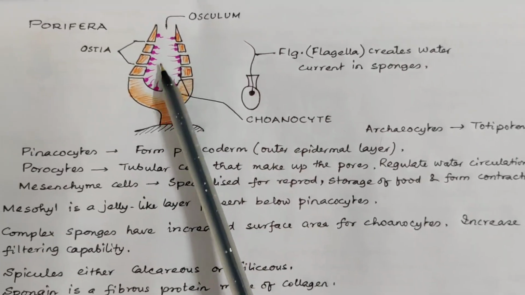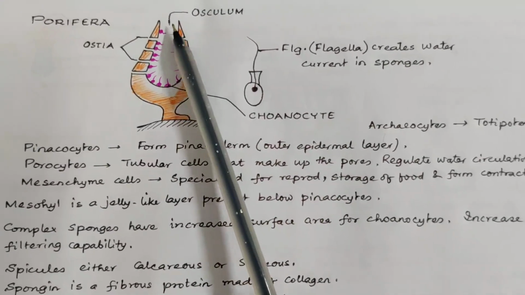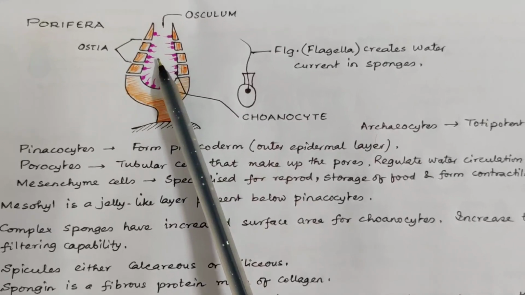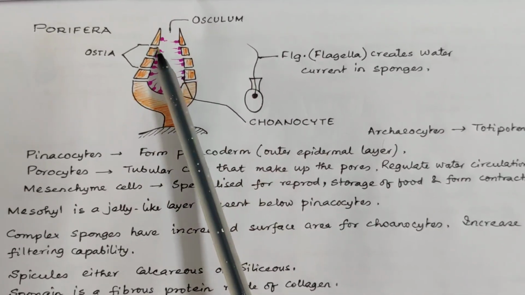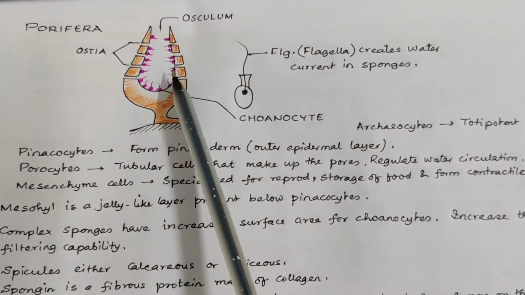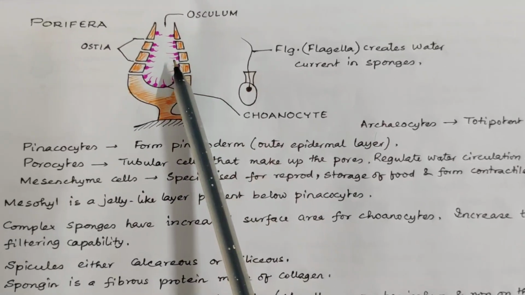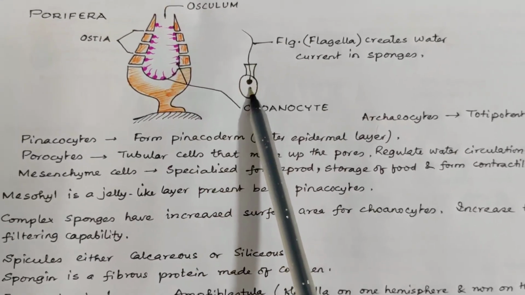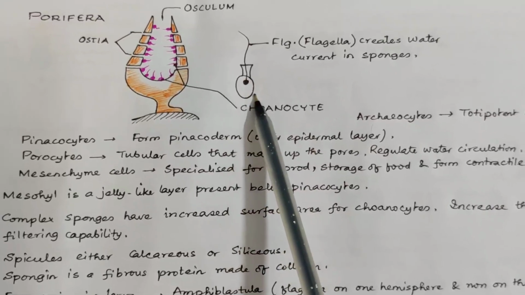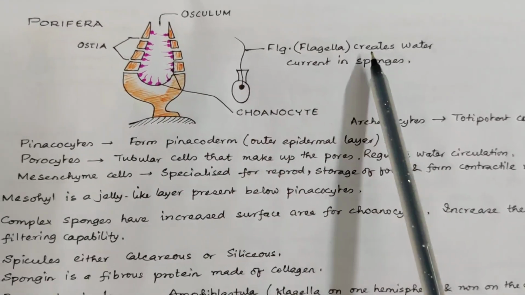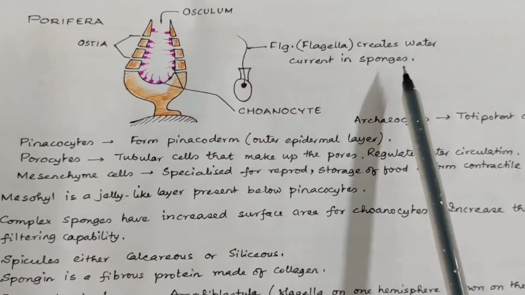Inside there is a cavity, the hollow inside, known as spongocoel. The inner part of the body contains many flagellated collar cells called choanocytes. One choanocyte has been shown here. It has flagella that create water current in sponges.